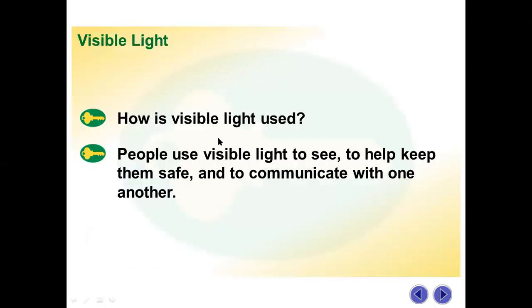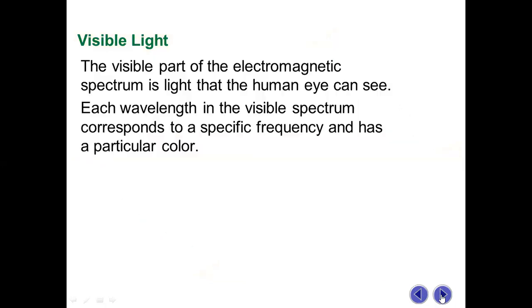Now visible light. How is visible light used? People use visible light to see, to help keep them safe, and to communicate with one another. Now we are using visible light to see each other on this device. To attend these classes, we are using visible light. The visible part of the electromagnetic spectrum is only light. So all of the electromagnetic spectrum is invisible except the light, which is visible.